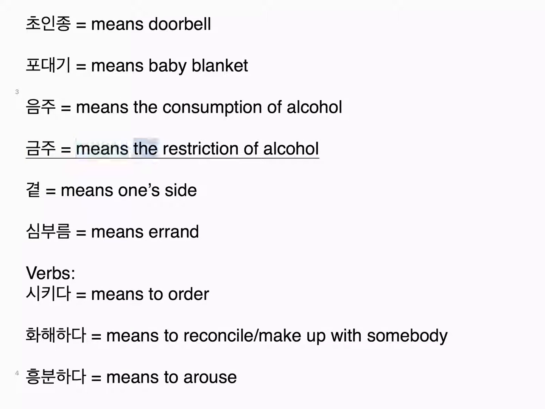금주, means the restriction of alcohol. 편, means one side. 심부름, means errand. Verbs. 시키다, means to order.